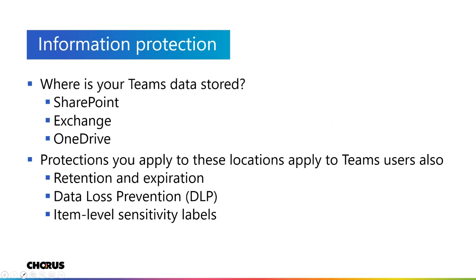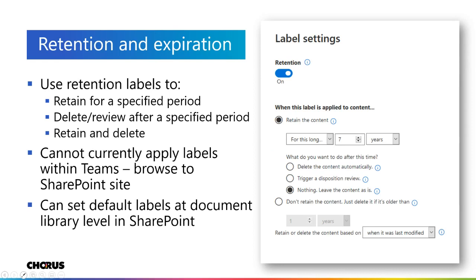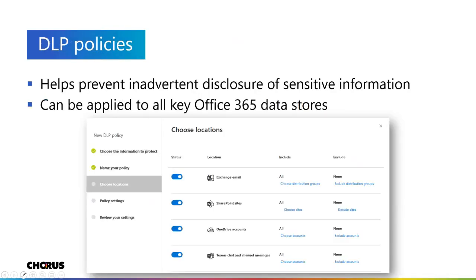We've got data loss prevention policies, and we've got item level sensitivity labels. Now I know we're quite pushed for time, so I'm going to fly through these. Retention labels basically control how long you want to keep files. This is either how long you want to make sure they're not deleted, or when you want to make sure they are deleted. So if, for example, you're obliged to delete files after 3 years after a certain event, you can do that. Data loss prevention policies are designed to help prevent accidental, inadvertent disclosure of sensitive information.